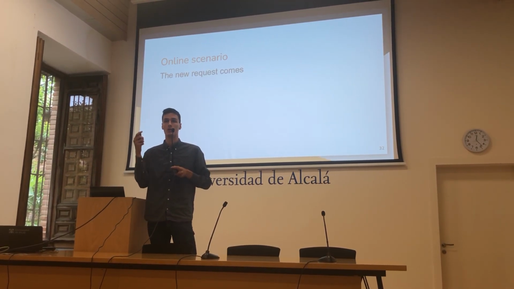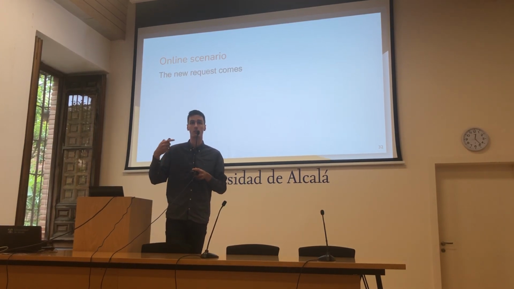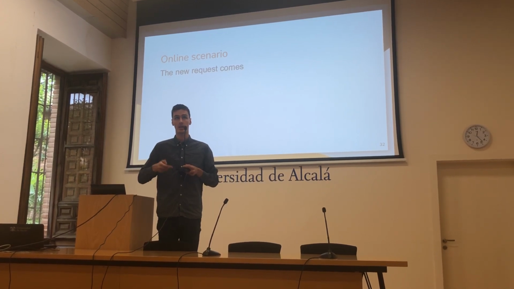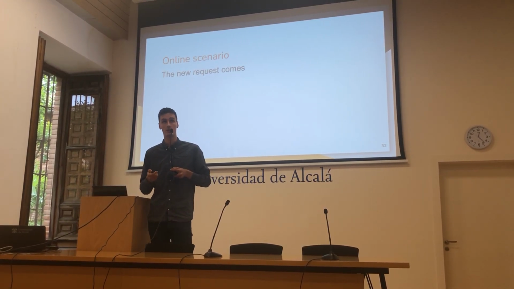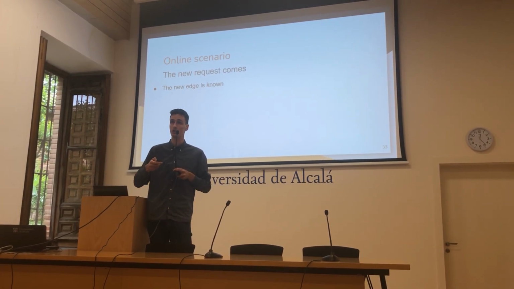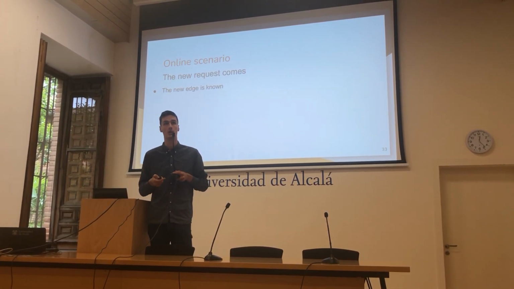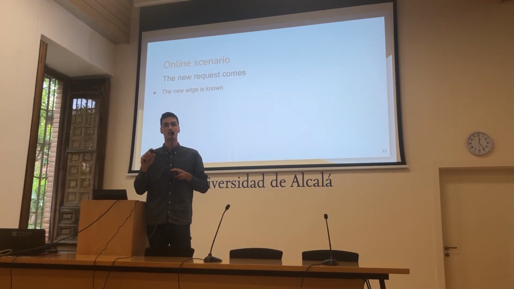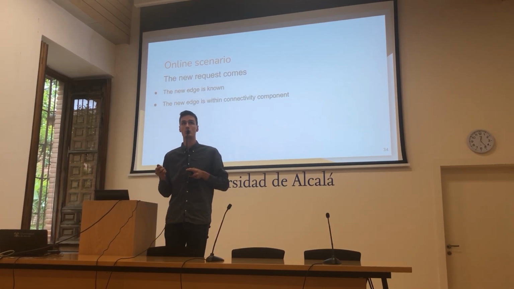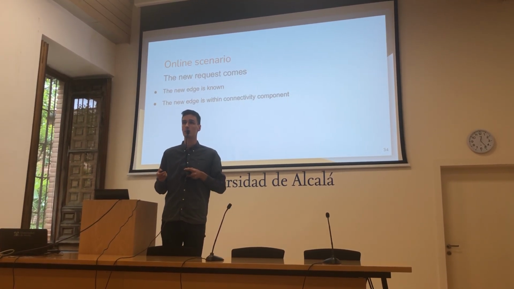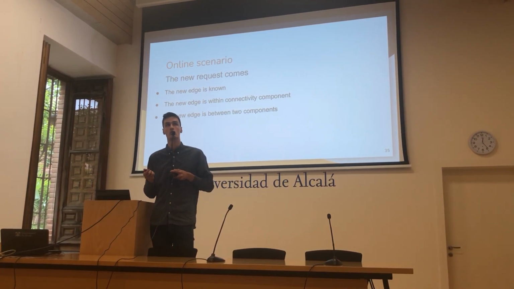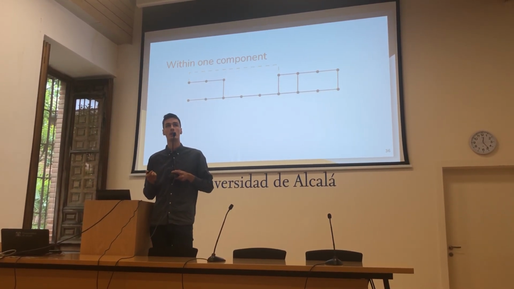So let us now discuss the online scenario, because it was the initial problem. We have requests coming with time, and we have 3 cases here. The first one is, we already know the edge, we already know that nodes were communicating. In this case, we say that our current embedding is good enough and we change nothing. And we have 2 other cases, which is an edge within a known connectivity component, and an edge between 2 different connectivity components. So let us go through these 2 cases.